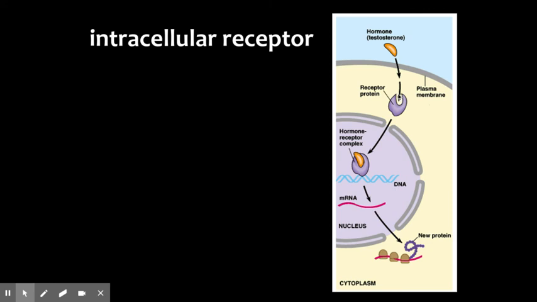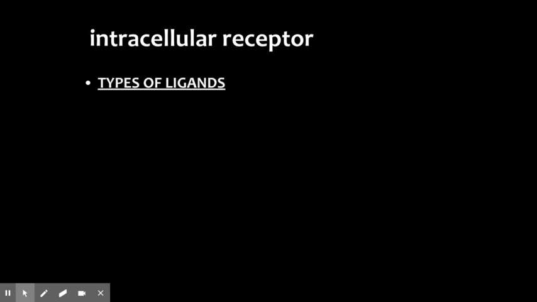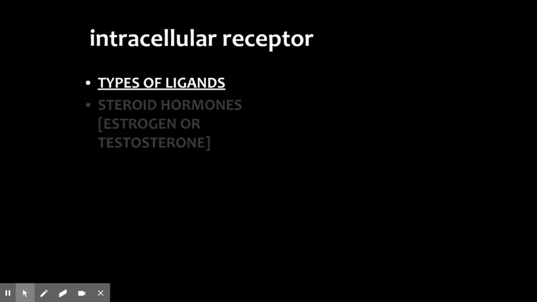Once those two things bind, they can then pass through the pores in the nuclear envelope, go into the nucleus, and then they will switch on genes, which will then generate a protein. Now, we've got a whole unit on how proteins are made, but for right now, let's just say, okay, this is going to switch on a gene, we're going to generate a protein, and that's the cellular response. So what kind of ligands bind to intracellular receptors?